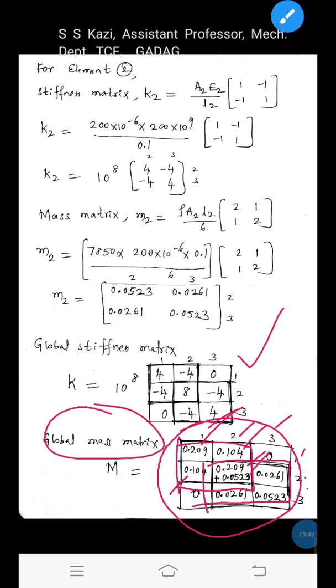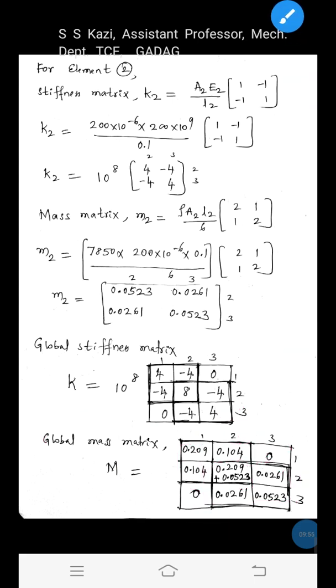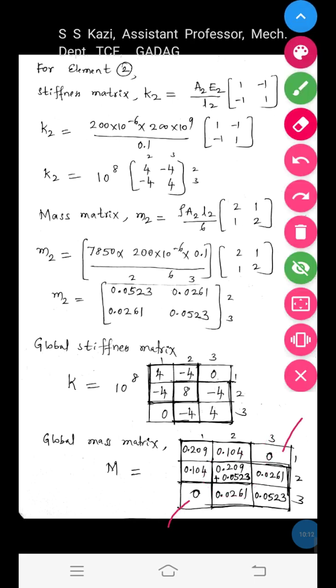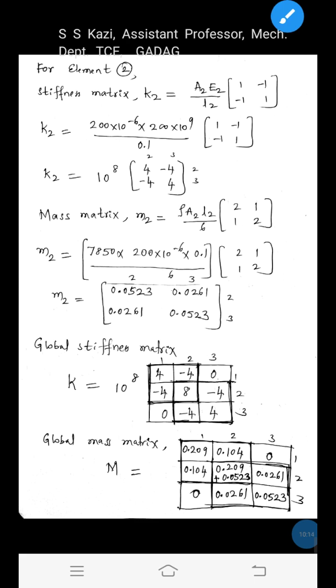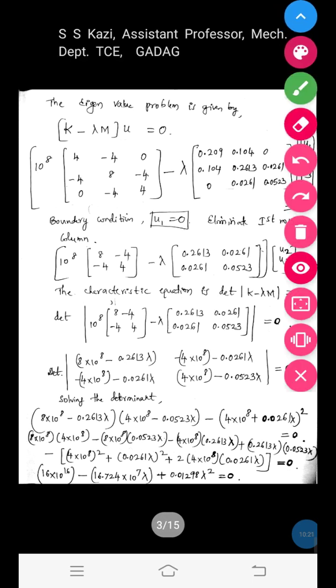Here you write 0.0523, 0.0261, 0.0261, 0.0523. Here you will get one common term, that is 2 2, which is available in both the mass matrices. So that term is 0.209 plus 0.0523, hence it is added, and the remaining blank boxes you write as 0. Once you generate the global mass matrix, now let us write the characteristic equation for the eigenvalues.